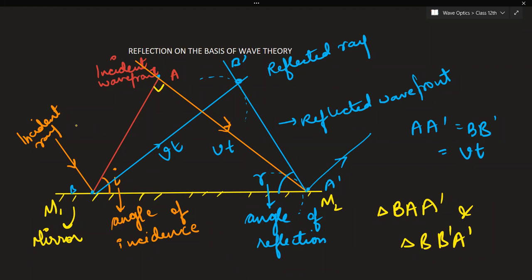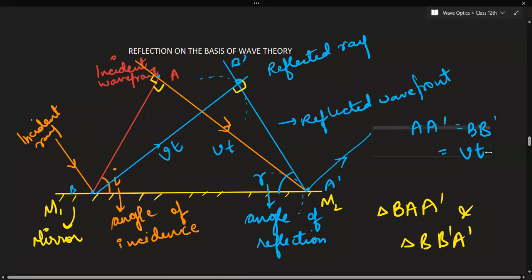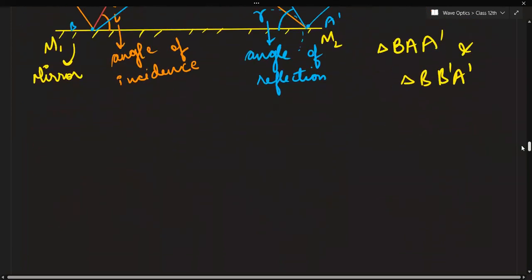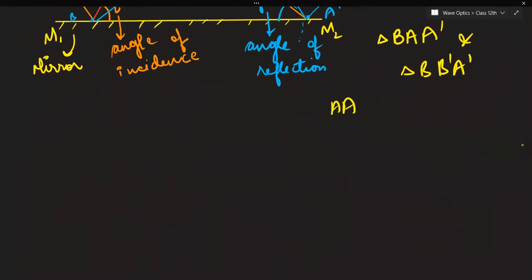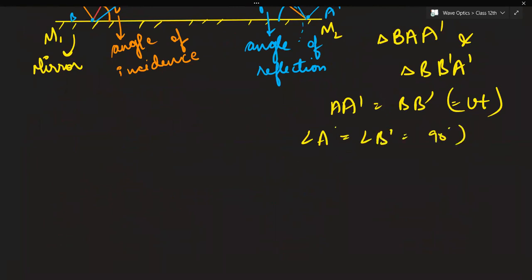This is 90 degrees. By theory, we already know that the rays are perpendicular to the incident wavefront. So this angle will be 90 degrees. Similarly, this angle will also be 90 degrees. So within these two triangles, A dash B is equal to B dash, which is equal to VT. Also, angle A dash A is equal to angle B dash, which is equal to 90 degrees.